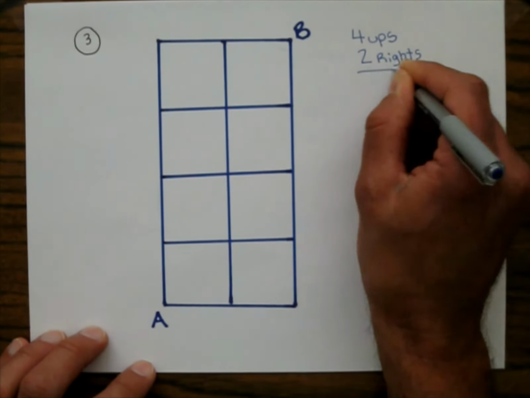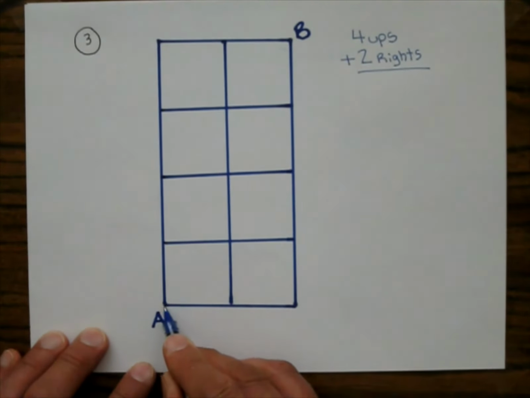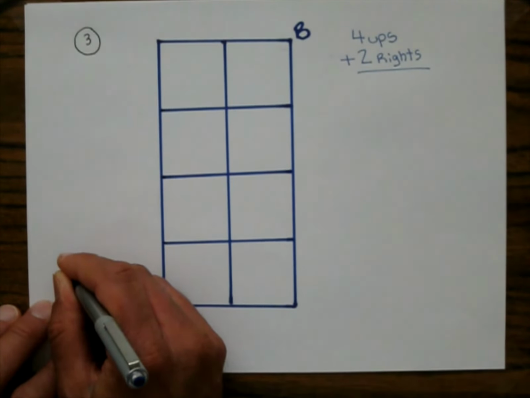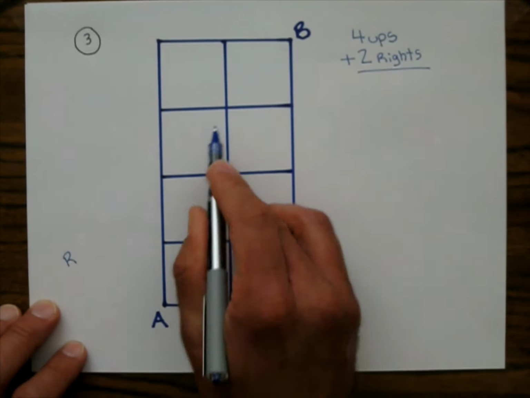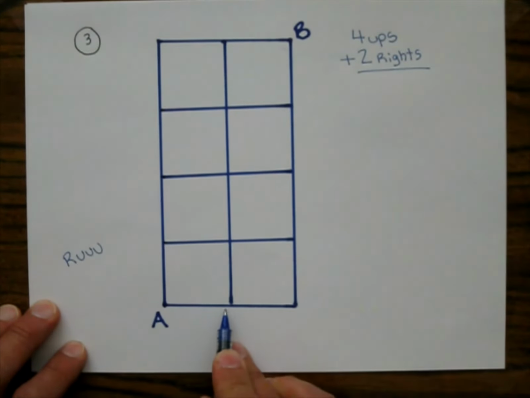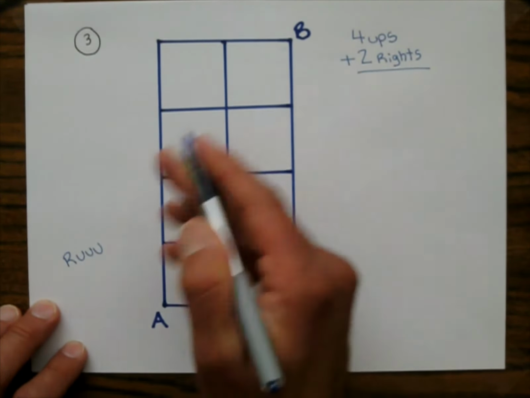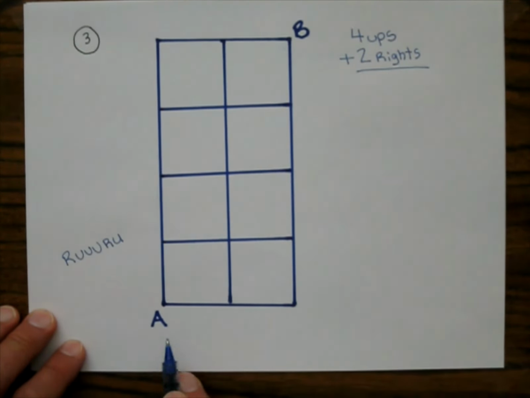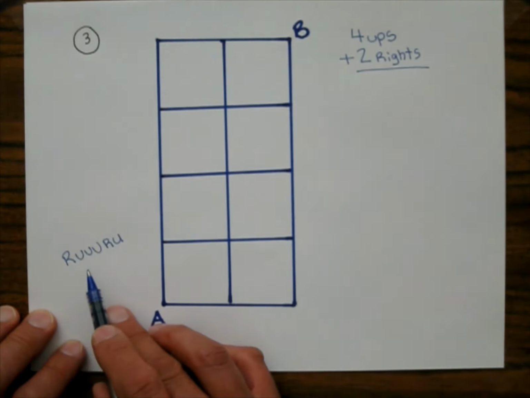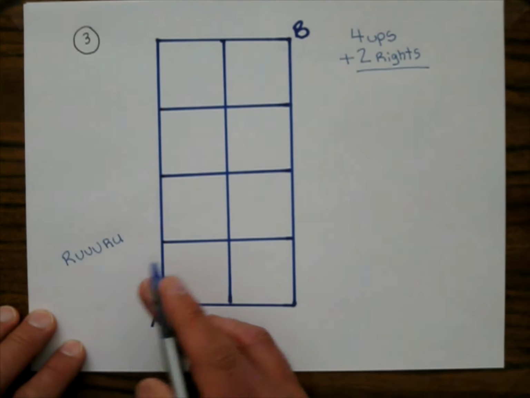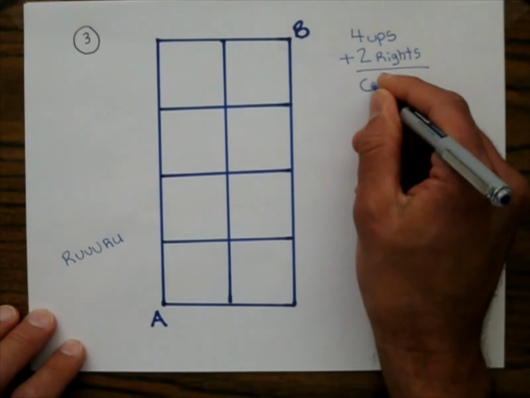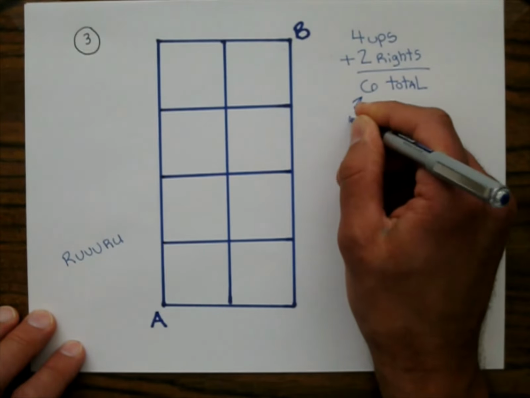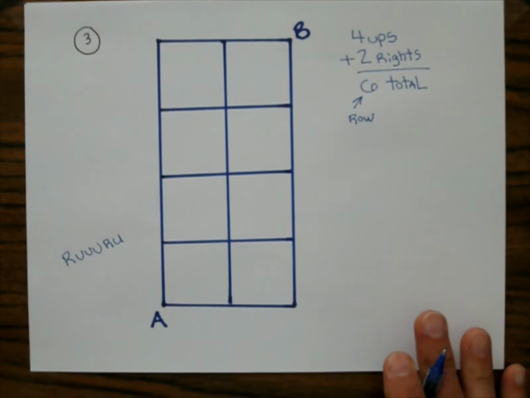And if you're still going, well, I don't get this ups and rights thing, we'll take a little path from A to B. One way you can do it is you can go right, and then up, up, up. Right, up, up, up. And then you can go right, up. So look at this. That is a way you can go from the car to the library. And there are 4 ups and 2 rights, which makes a total of how many letters? 6. 6 total. So that would mean that's the row you go to. You would go to row 6.